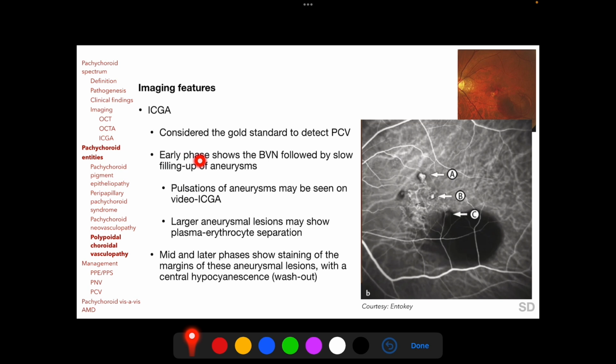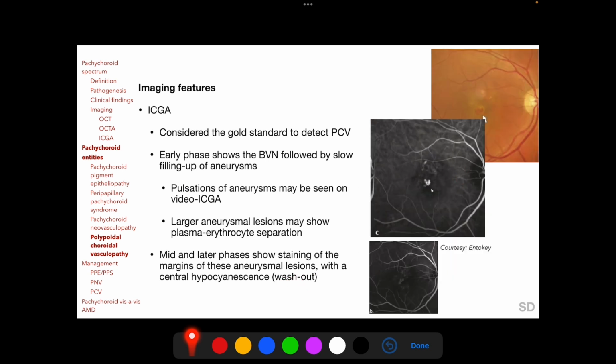An early phase of ICGA shows the branching vascular network followed by slow filling up of aneurysms. Aneurysms can show pulsations, and larger aneurysmal lesions may show plasma erythrocyte separation. Mid and later phases on ICGA show staining of the margins of these aneurysmal lesions with a central hypocyanosis, also called dye washout from the aneurysms.